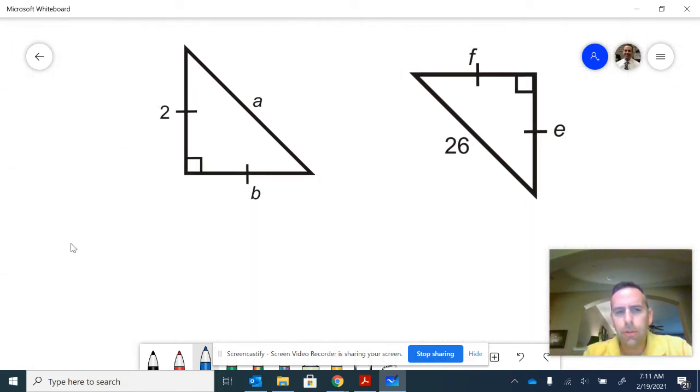Let me show you two examples here. So in the first one, we have a leg labeled as 2. And since it's isosceles, this other leg labeled b will also be a length of 2. And then rather than going through the Pythagorean theorem, you can conclude that the hypotenuse is exactly square root 2 times larger. So it would be your leg length 2 times the square root of 2.